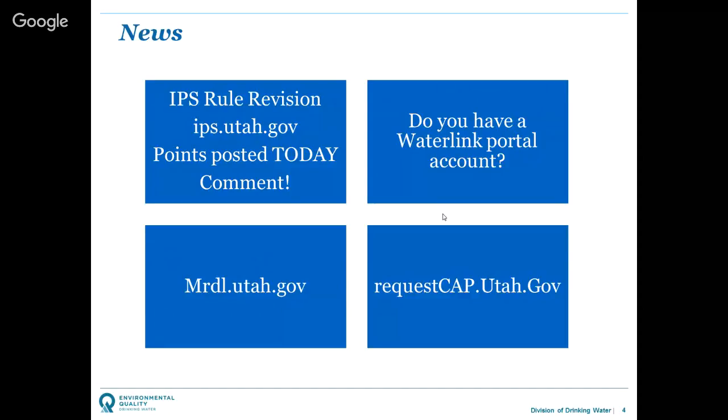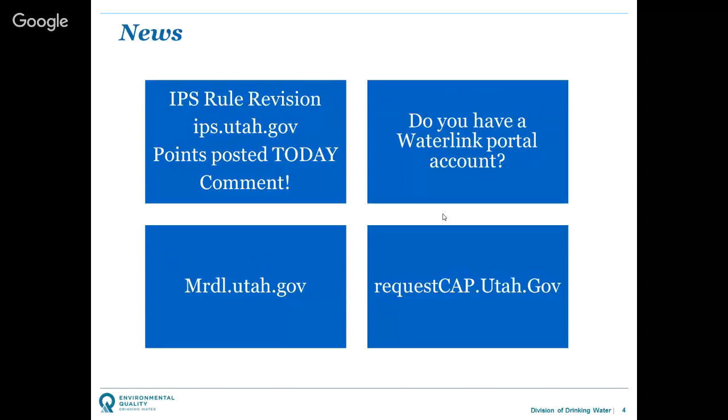If you have a significant deficiency on your water system, we've created requestcap.utah.gov. This is for you to request what is called a corrective action plan. The corrective action plan is informal enforcement. It's basically an extension on the time you need to correct the significant deficiency. If you've been surveyed this year, if you've had a level 1 or level 2 assessment that has identified a significant deficiency, go to requestcap.utah.gov.